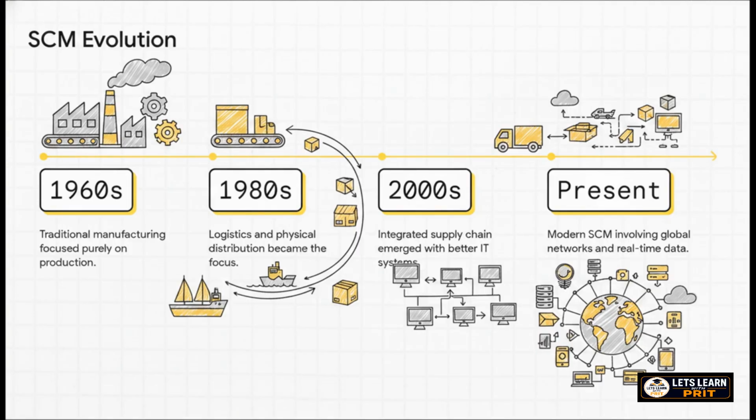If you get the theory alternative about supply chain evolution, just draw a timeline. Start in the 1960s with traditional manufacturing. Then the 1980s when logistics took over. The 2000s brought the integrated supply chain with better IT systems. And the present is modern SCM with real-time global data. A timeline makes a massive answer super easy to read.